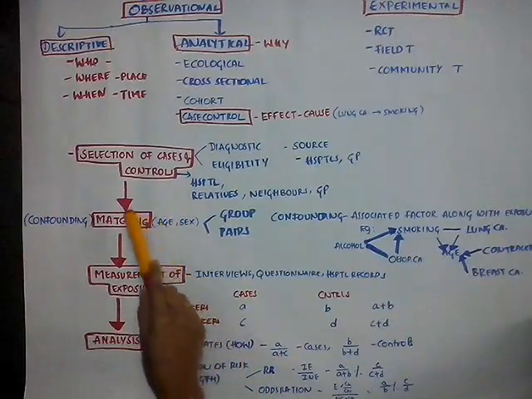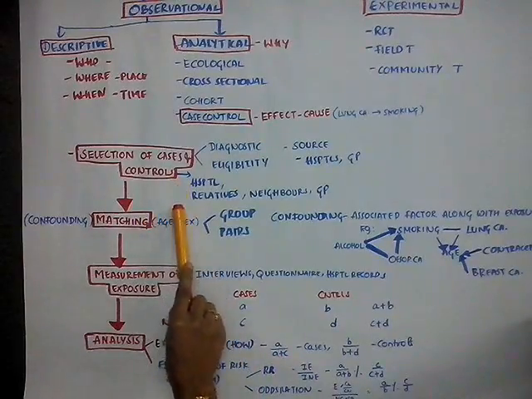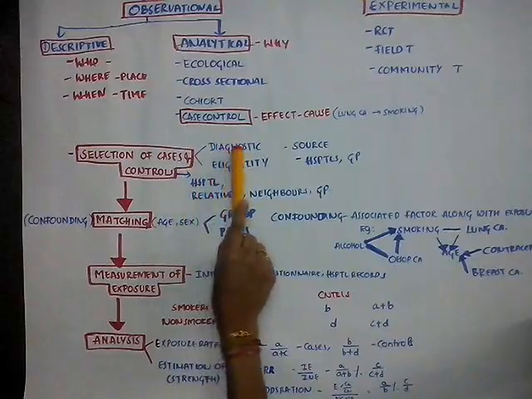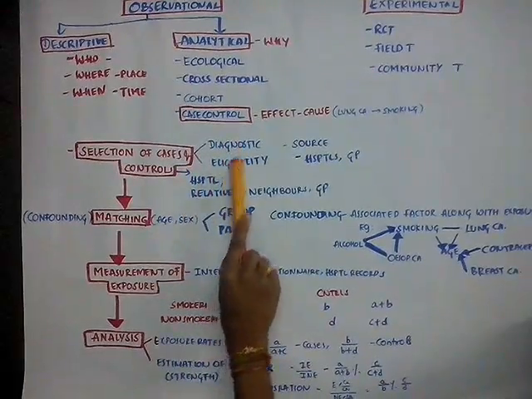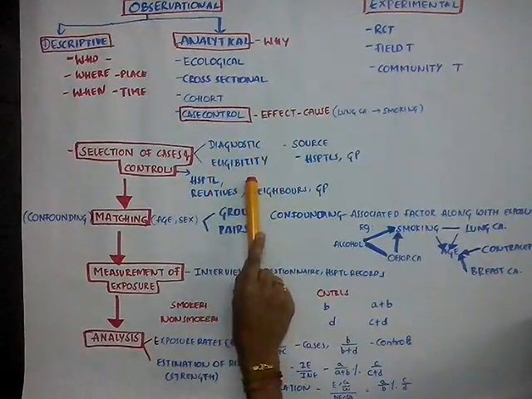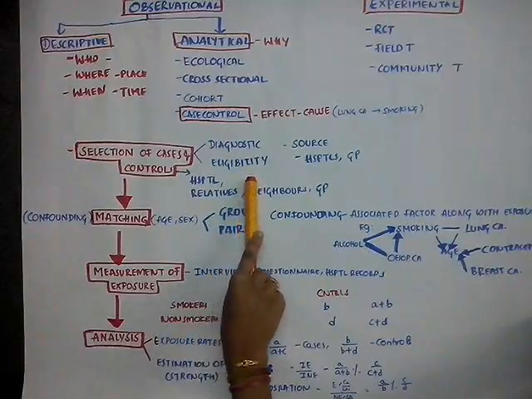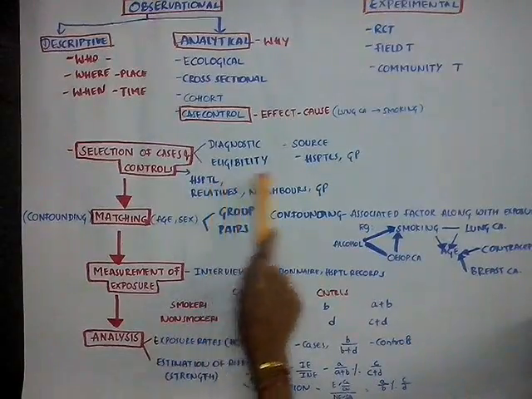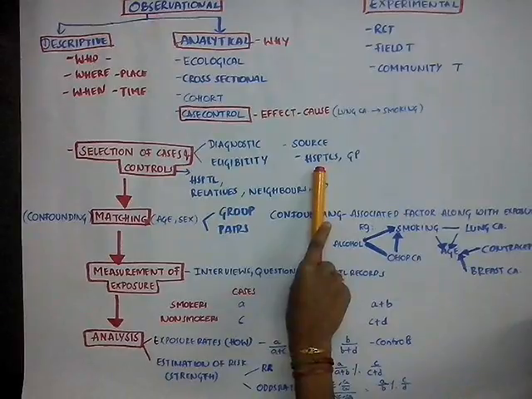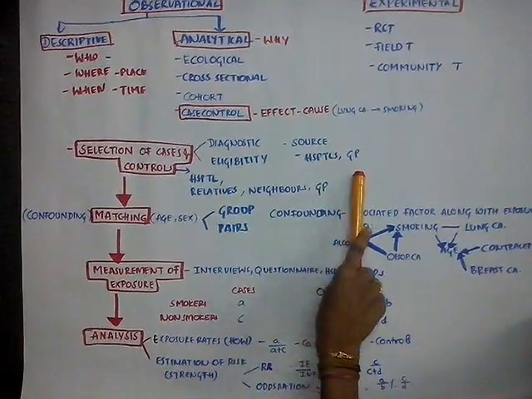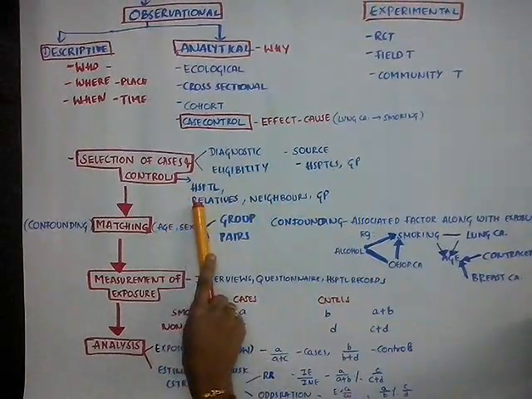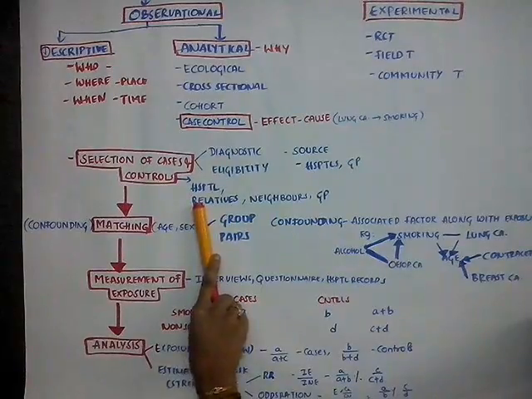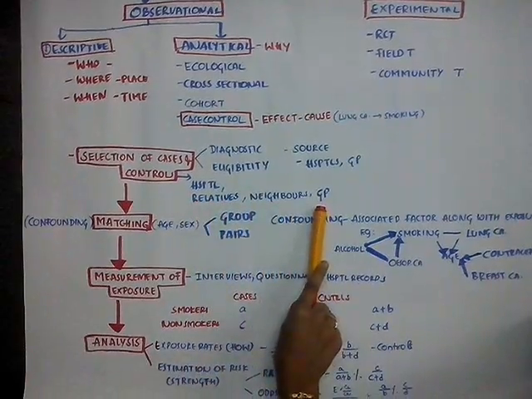Overview: first we need to select the cases and controls. Cases are selected based on diagnostic and eligibility criteria. That is, diagnosis should be histologically the same, whereas for eligibility, only new cases are preferred. Cases are selected from hospitals and the general population, whereas controls are selected from hospitals with other diseases, and from relatives, neighbors, and the general population.